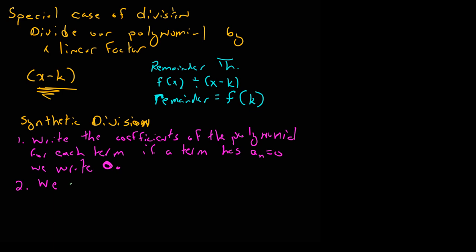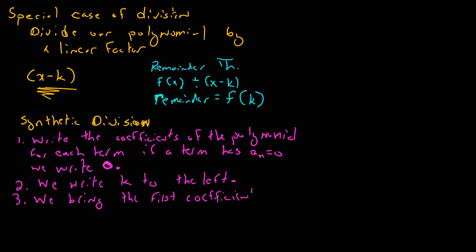We write k to the left, we bring down the first term, bring down the first coefficient, and we multiply k times this number.